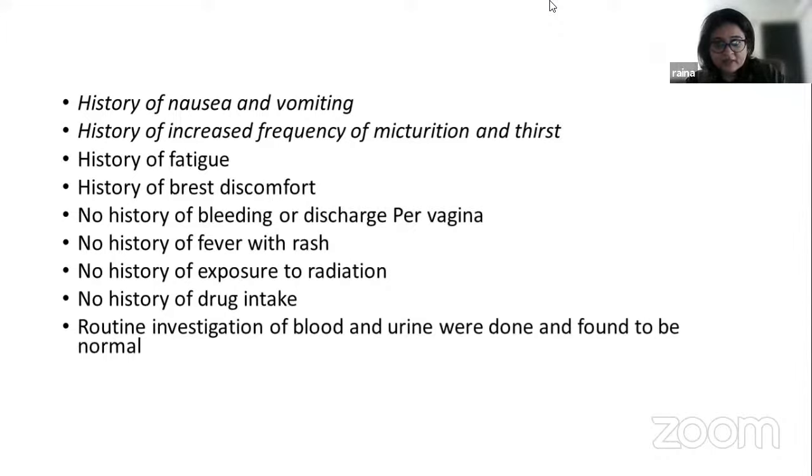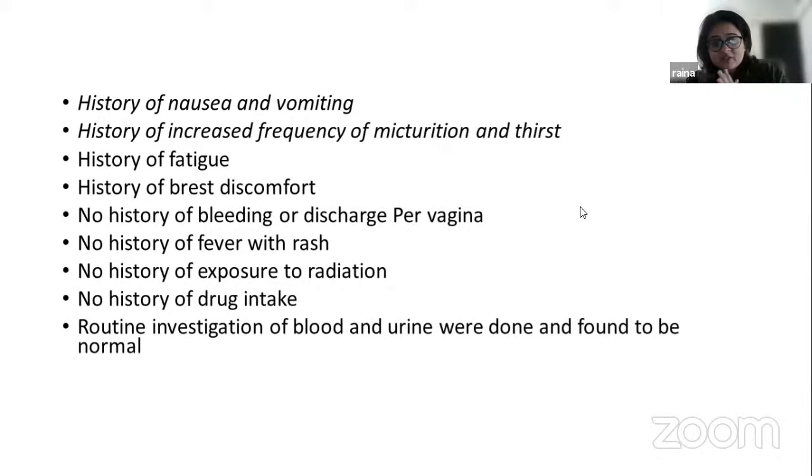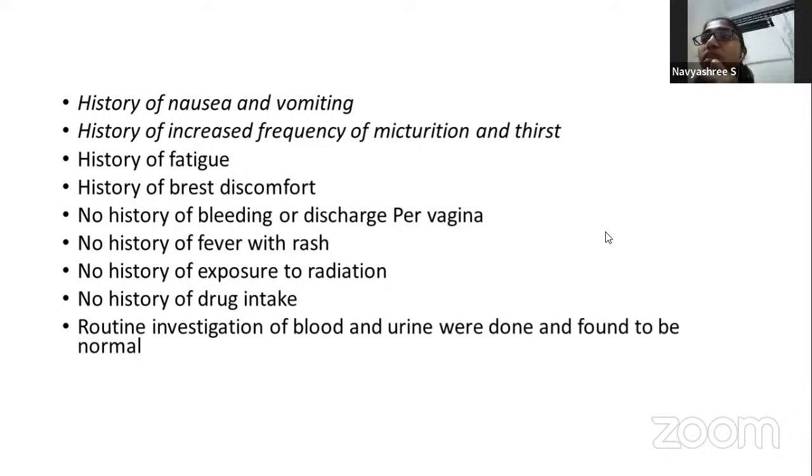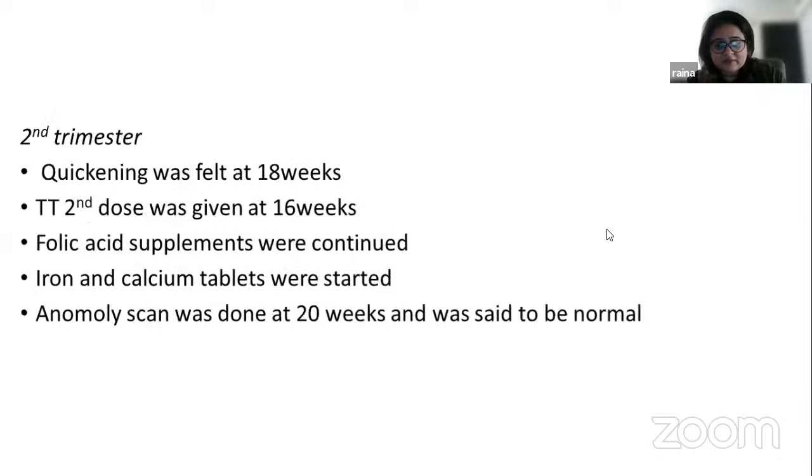Okay. And Shreyas is saying anomaly test. What is anomaly test? Anomaly test is done at the 5th month. It's called an anomaly scan. We will reach the second trimester. Okay. Carry on, Navyashree. Next, second trimester.